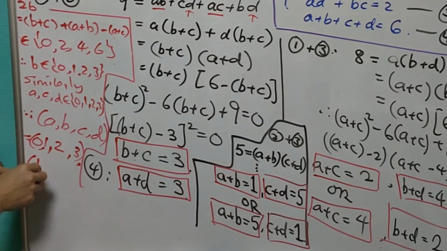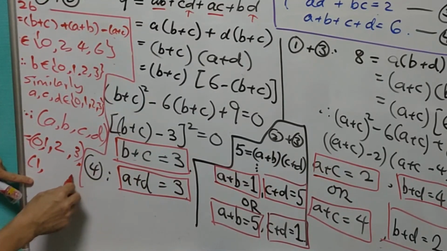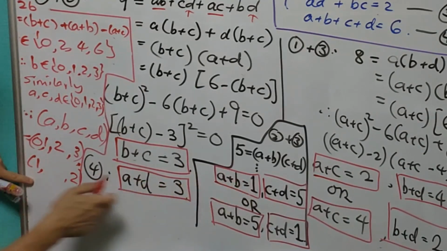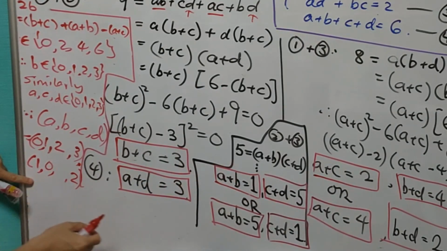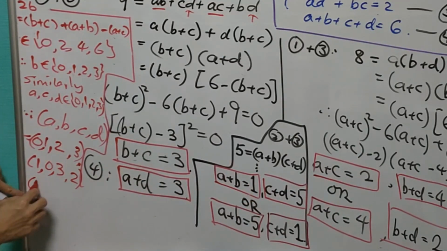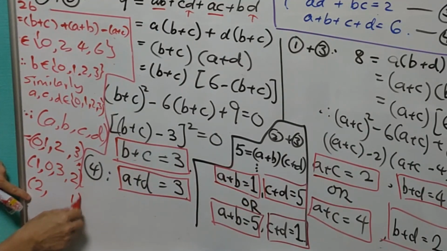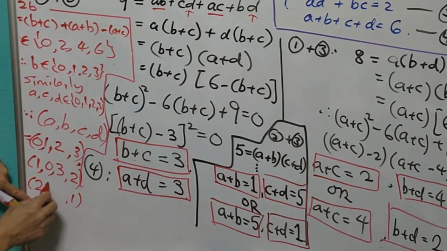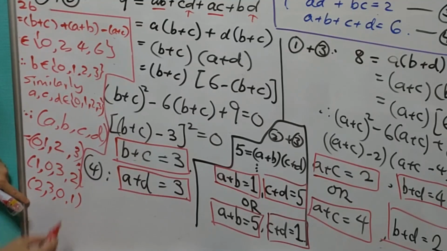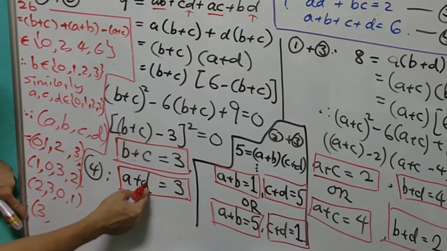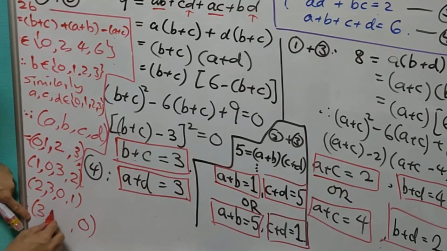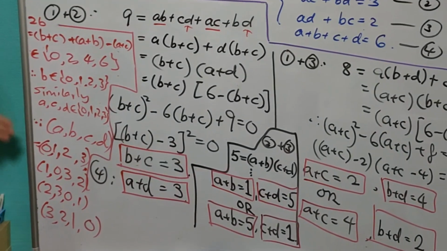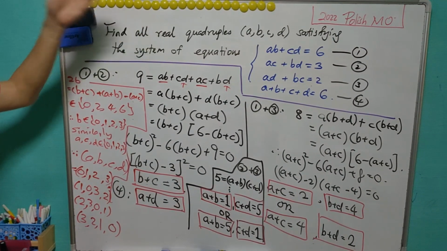If A equals 1, D has to be equal to 2, B has to be equal to 0, and C is equal to 3. A equals 2, D equals 1, B equals 3, and C equals 0. Lastly, A equals 3, D equals 0, B equals 2, and C equals 1. These are all possible values for the quadruples A, B, C, D.